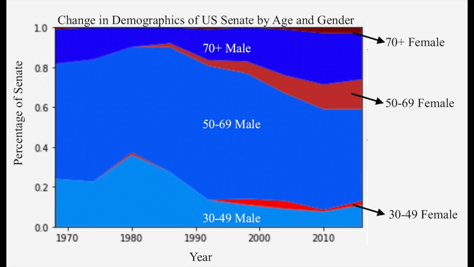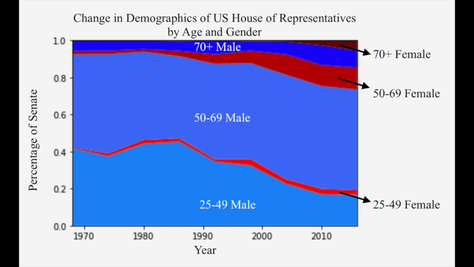Ultimately, the large majority of Senate members over time is still male. It is also important to note that the Senate is aging over time, with the youngest age group decreasing and the oldest age group increasing. We see similar patterns when we look at the House.